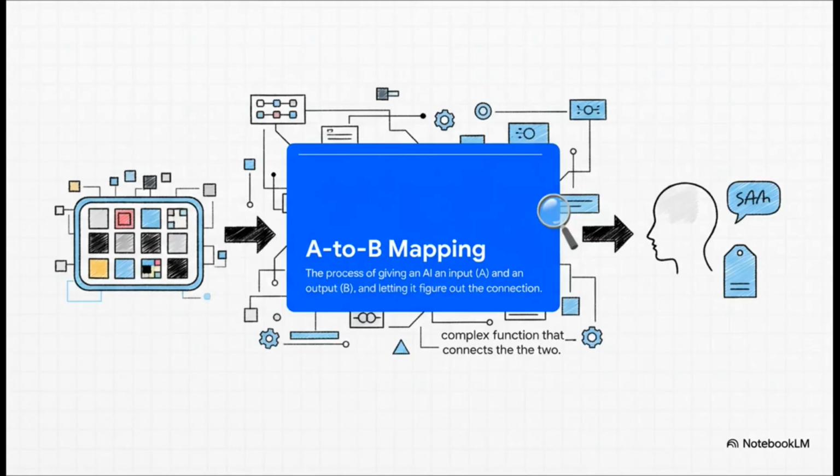So this fundamental process, this whole idea, actually has a name. It's called A to B mapping. It's super simple when you think about it. We give the AI input A, in our case the 3 million pixel values, and we give it the correct output B, the name Sarah, and then we just let the machine figure out the incredibly complex connection that links A to B. That right there is the absolute core of most modern machine learning.